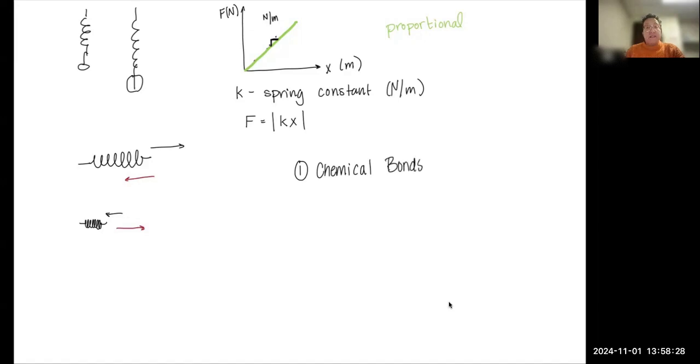in that bonds are not just a stick between two atoms, right? There is some of this flexibility, but it doesn't want to be too flexible, right? So if you try to go too far, you're going to have a lot of force trying to pull that chemical bond back.